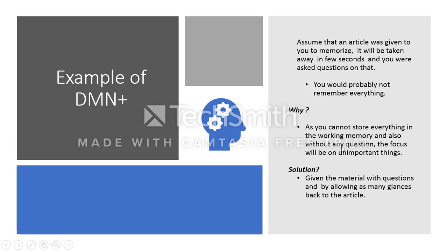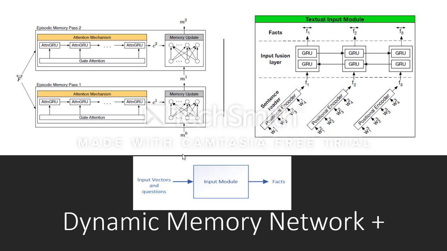So the solution for this is to give the material along with the questions, and you're allowed to take as many glances as you want, get back to the article, and flip here and there to answer the questions. In that way you can actually produce better results. So that's what DMN Plus does. I'm going to show how it works.